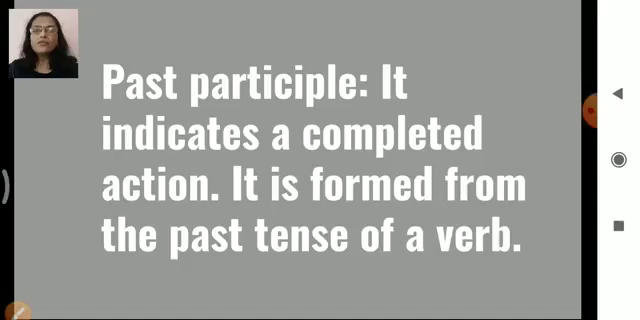And why is it used then? Because we already have the past tense, but it is used to form the perfect form of tenses. That means when the activity is over long back, it is completed, the action is done, over, that time we use this past participle. You will learn more about this when you go to your higher classes. For now just keep in mind that it tells that the action is completed long back.